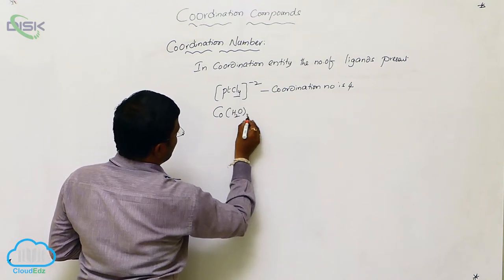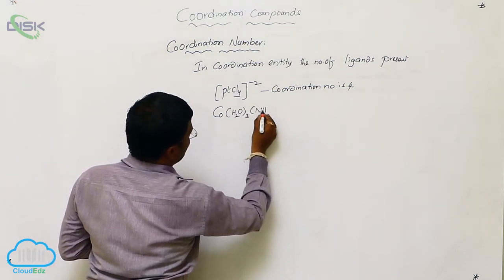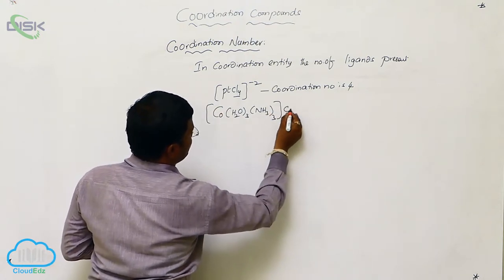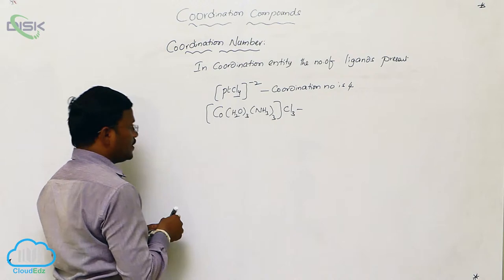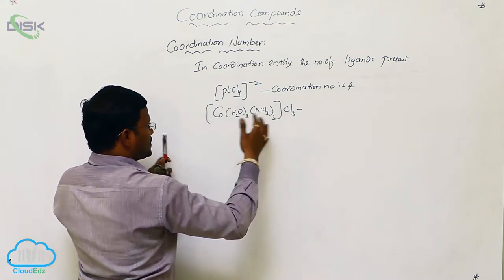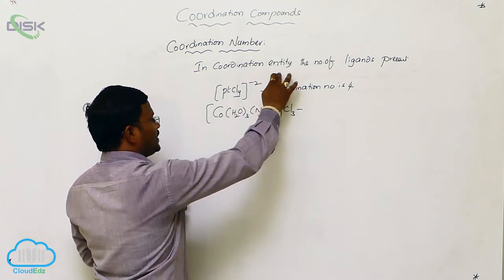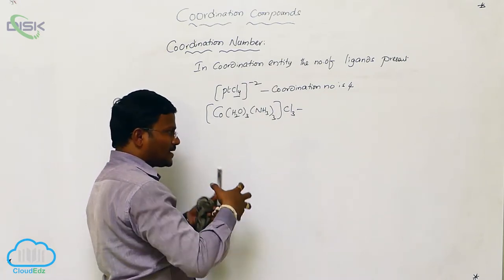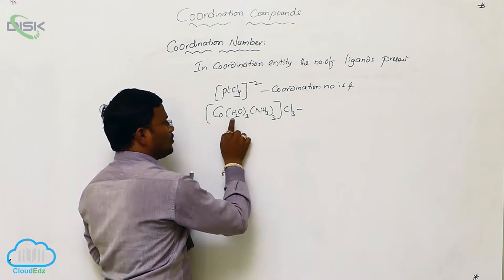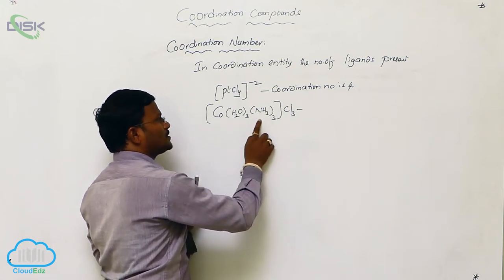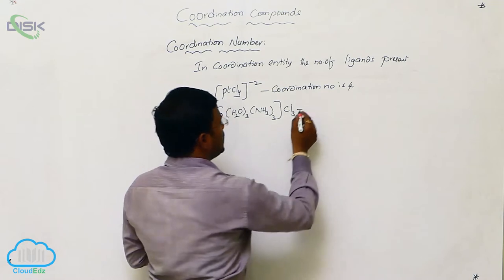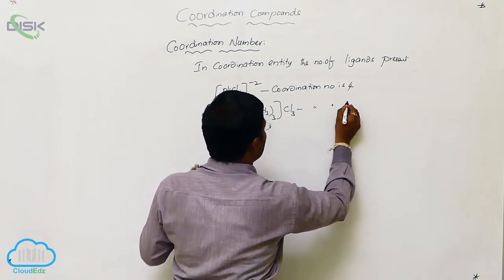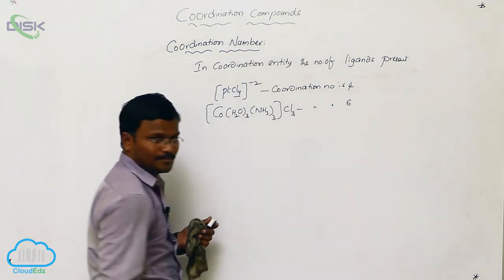Similarly, Co(H2O)3(NH3)3Cl3. In this, the area which is present inside the square bracket is called the coordination entity. In this coordination entity, the cobalt atom is connected with 3 water molecules as ligands and 3 ammonia ligands, 3 plus 3 total 6. Hence, the coordination number for this cobalt in this complex is 6.